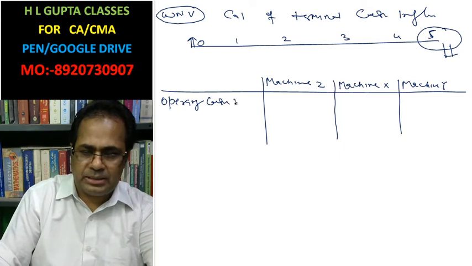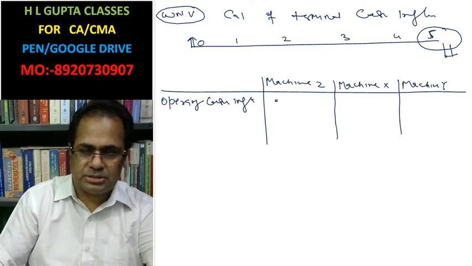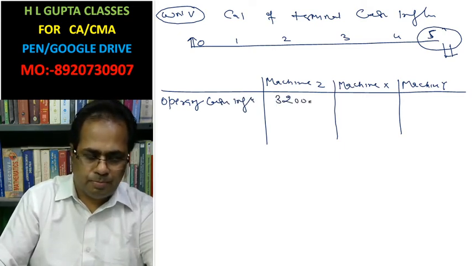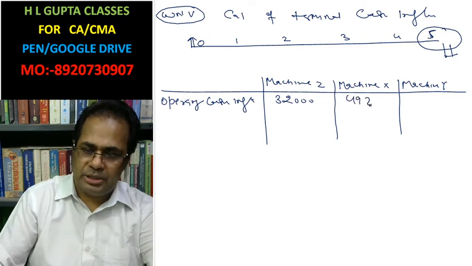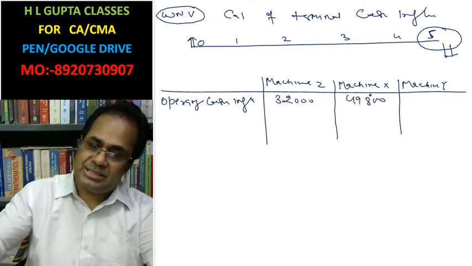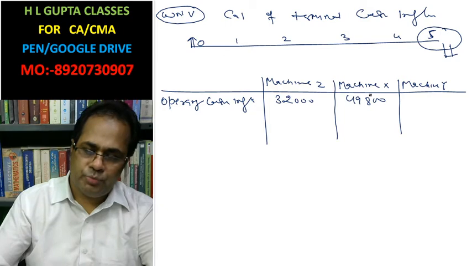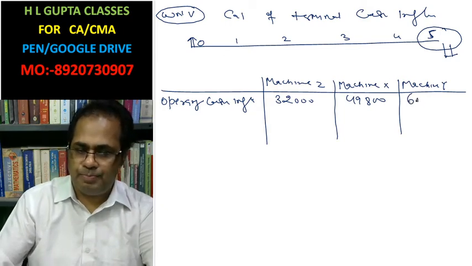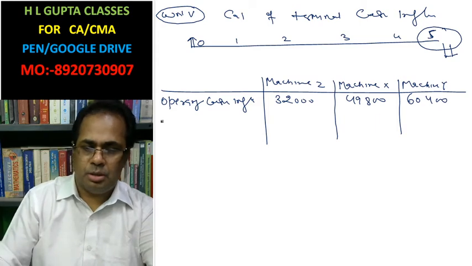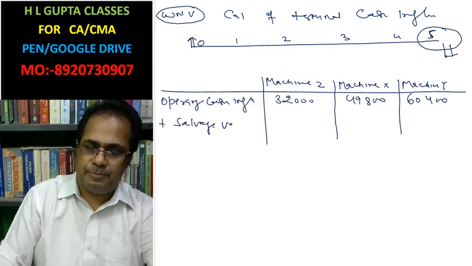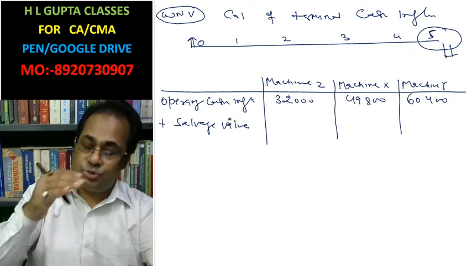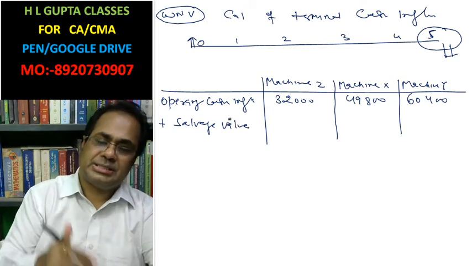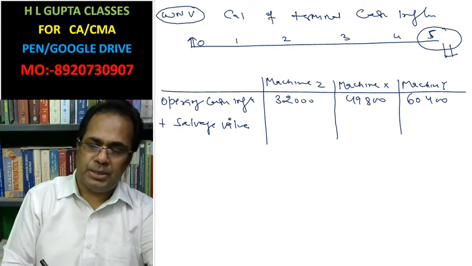Operating cash inflow is 32,000, 49,800 because of the same cash inflow in each year. This is 60,400. Add a scrap value, salvage value. It is assumed that in the 5th year, the sale value is equal to the salvage value.